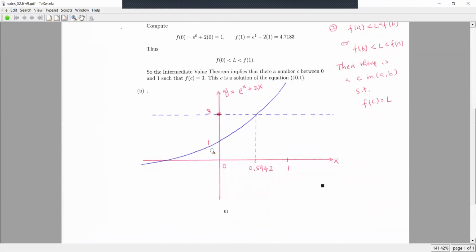Here, I plot the graph of this function and the horizontal line. The horizontal line at 3. Then the x-coordinate of the intersection point is the exact value of the point C. In this example, the exact value of the point C is 0.5942.